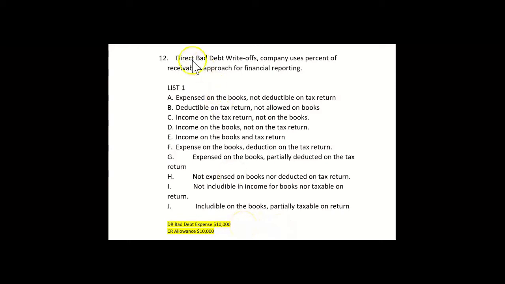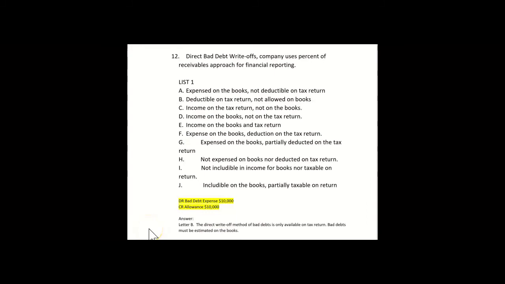So when you have a direct write-off, the income statement isn't impacted at all, but the tax return is, because on the tax return, the IRS doesn't allow you to estimate your way to a bad debt deduction. You have to have an actual loss in order to take a deduction. So that's why I really think the CPA exam will ask you something about bad debt write-offs on the REG exam, because the rules are so clearly different between financial reporting and income taxes.